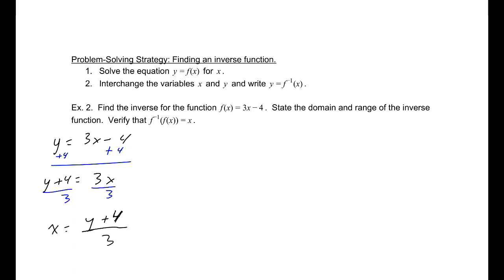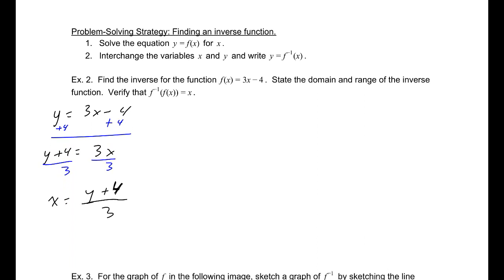This is an equation that tells me how I can find the input given an output. If you tell me a value of y, I could say, add 4 to it, divide by 3, and that will be the x value that would have gone to that value. So one way to write this is f inverse of y equals y plus 4 over 3. Now the interchanging variables part is not really necessary. However, if we want to graph the two functions on the same axes, we need to interchange this and write f inverse of x equals x plus 4 over 3.